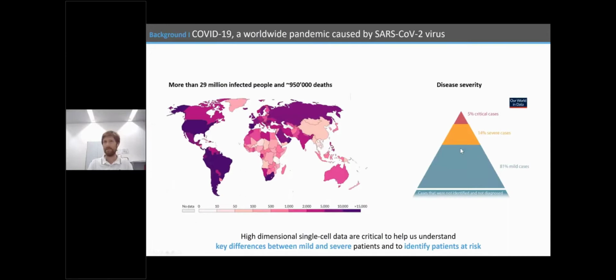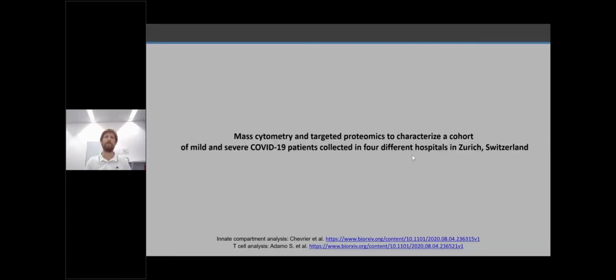And we aimed to generate high-dimensional single-cell proteomic data to help us understand the key differences between the mild and the severe disease, to ultimately identify early on patients at risk, and of course also to help understand the underlying biology of the disease.